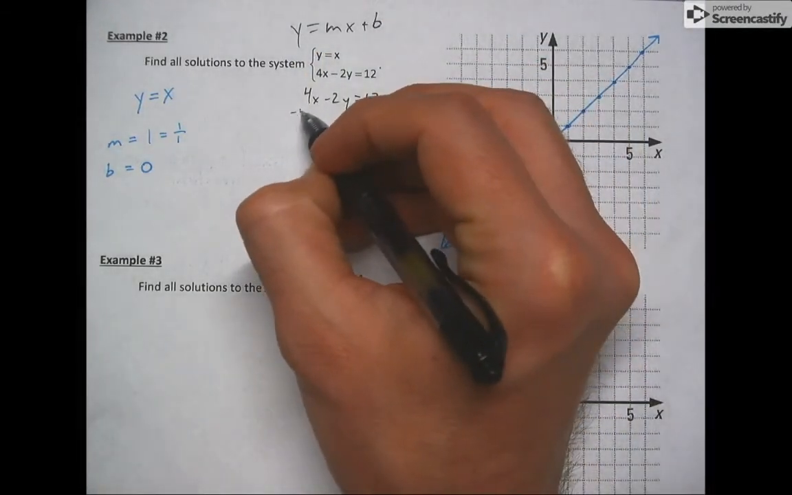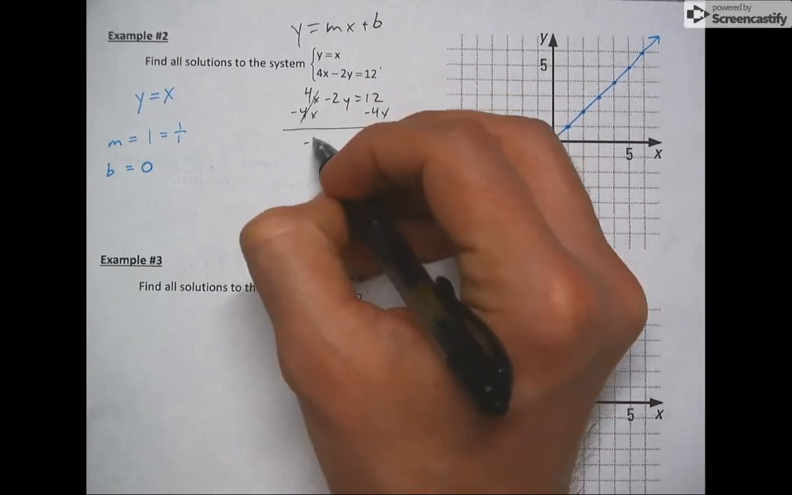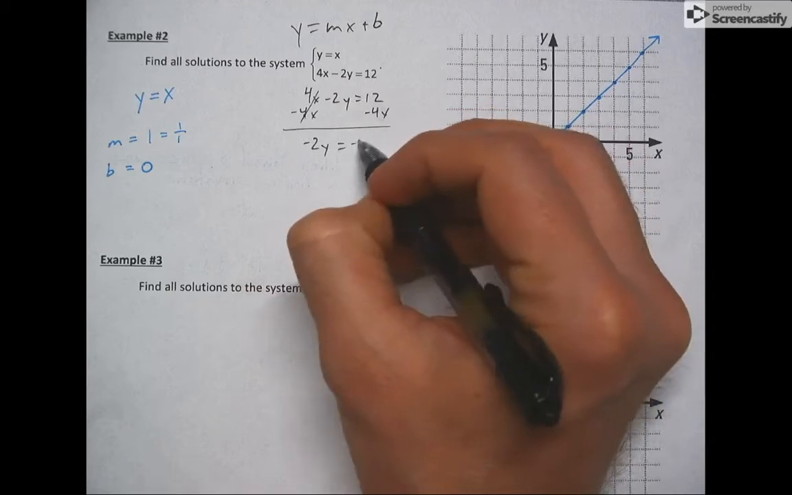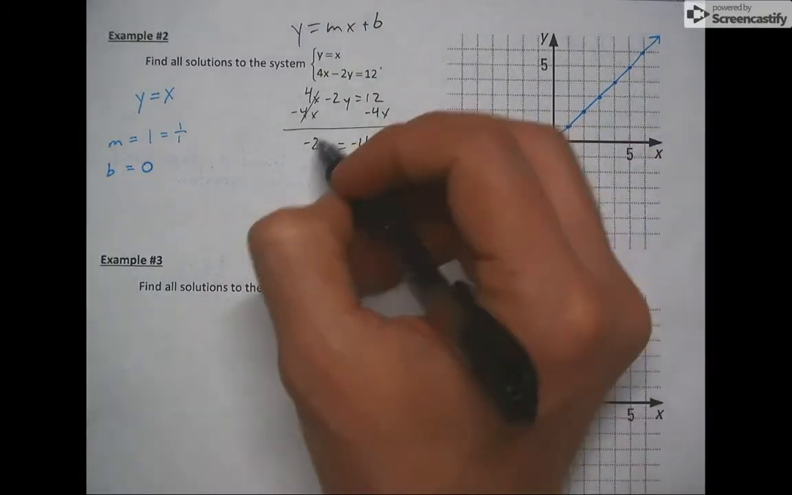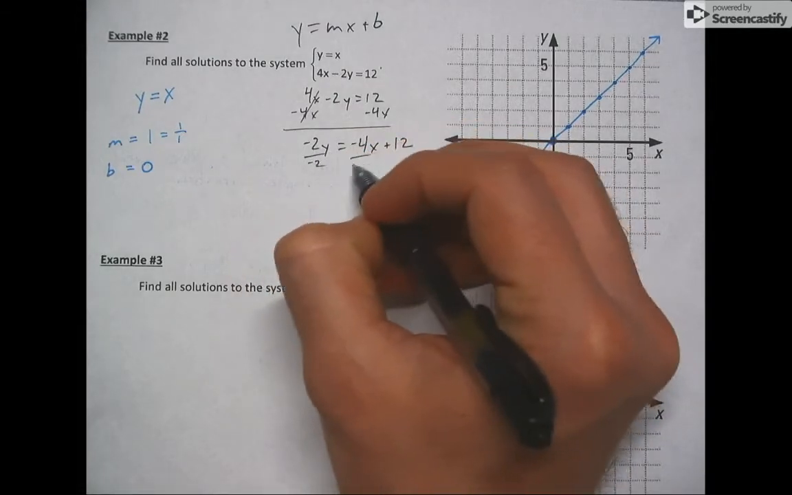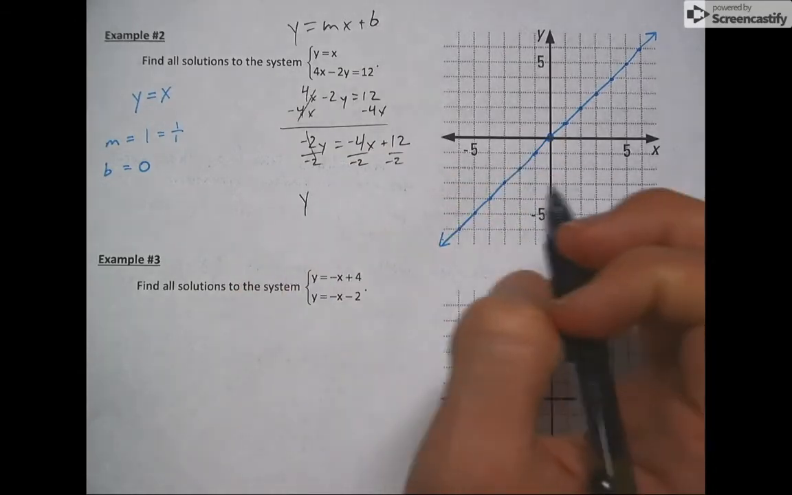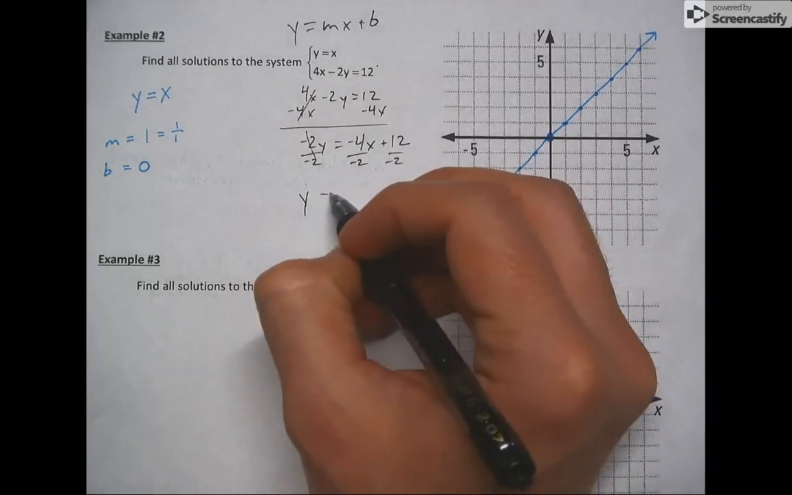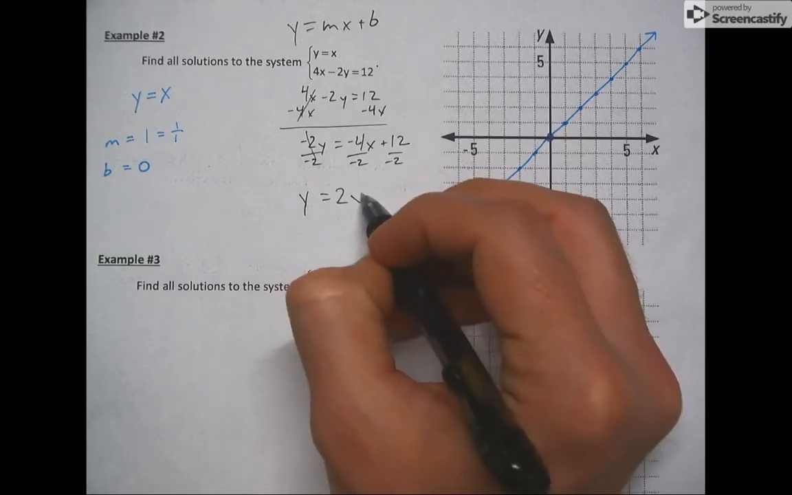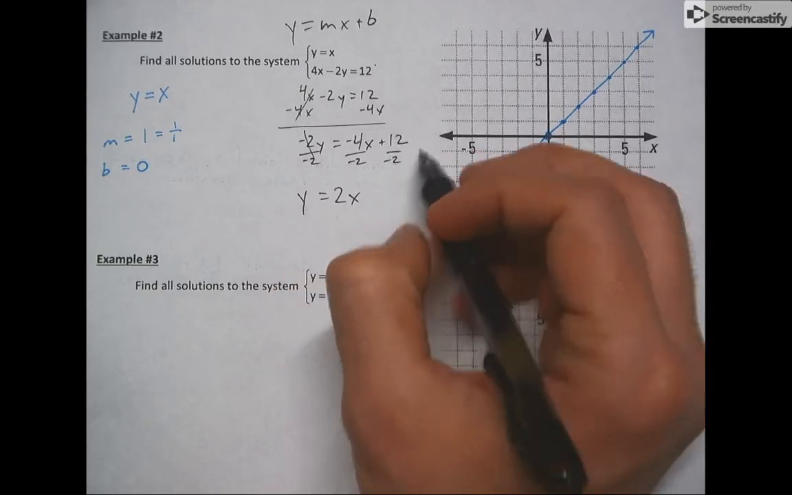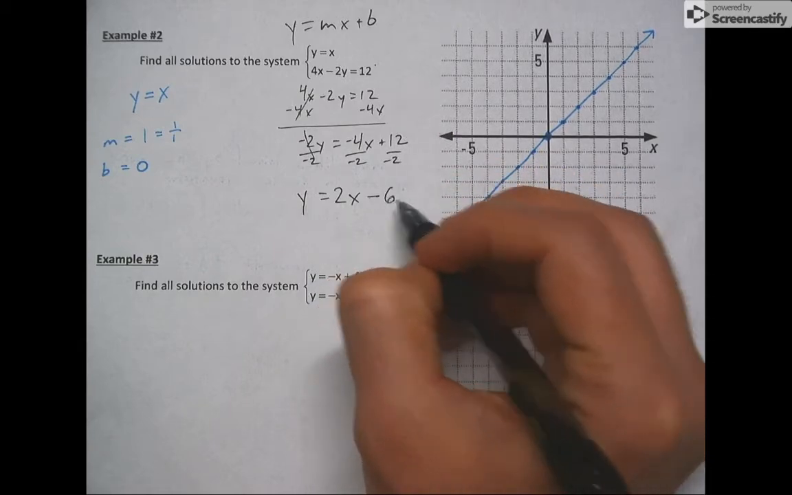So first thing I'm going to do is I'm going to move this x away from y. So I have negative 2y. I'm going to put the x in front. So negative 4x, 12 is positive, plus 12. Get rid of this negative 2 by dividing everything by negative 2. It's not an inequality, so I don't have to worry about flipping anything. So y equals, two negatives make a positive. 4 divided by 2 is 2. And a positive and a negative make a negative, so I write minus. 12 divided by 2 is 6.